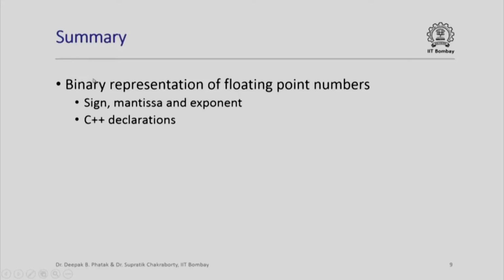So in summary, what we studied in this lecture are binary representation of floating point numbers, and these are the components of the representation. There is a sign bit, there are a certain number of bits for the mantissa, which is stored in a normalized form, and there are a certain number of bits for the exponent, which could again be a positive or a negative integer, and we have seen how to declare floating point variables in C++.